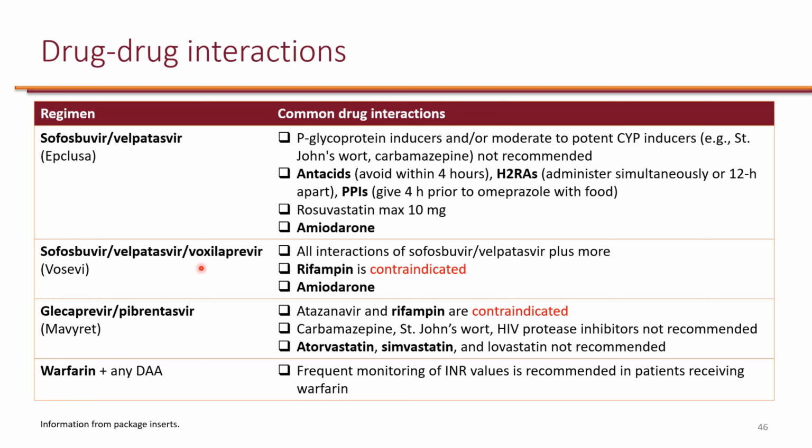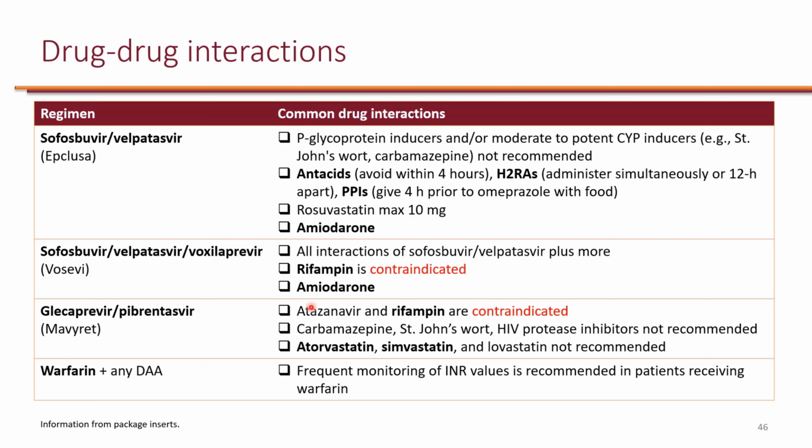When we have Vosevi, basically it has the 2 agents from Epclusa and it just adds voxilaprevir to it. So all interactions from Epclusa apply to Vosevi, plus more. Voxilaprevir is a protease inhibitor. So rifampin is a strong inducer of CYP3A and is contraindicated. For Mavyret, rifampin is contraindicated.